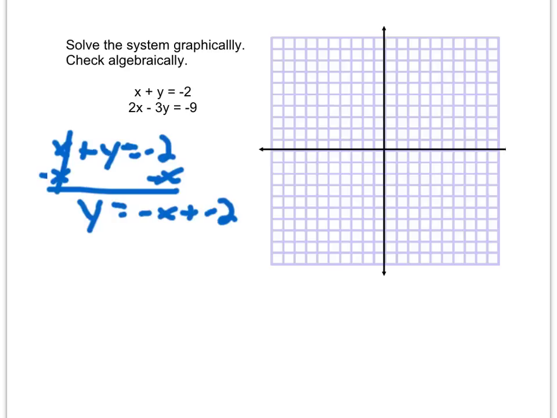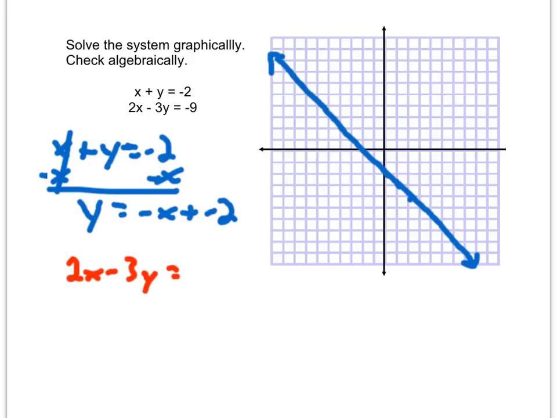So I'm going to go to -2 and put my dot there. My slope is down 1, back 1. Down 1, back 1. Okay? And that's going to run right along here. And I want to extend this line as far as possible, just to make sure I know where they're going to cross each other. So there's my first line. Now my second line, I'll do that in red.